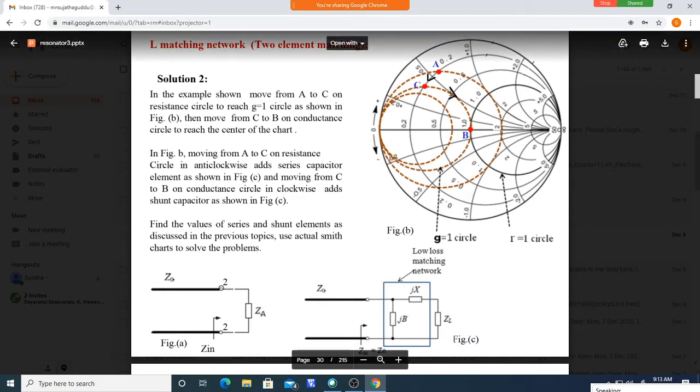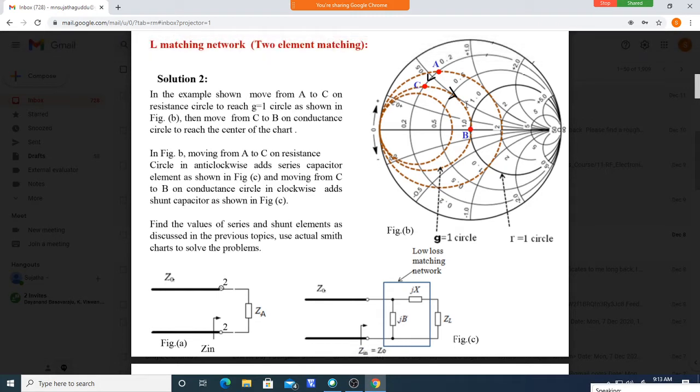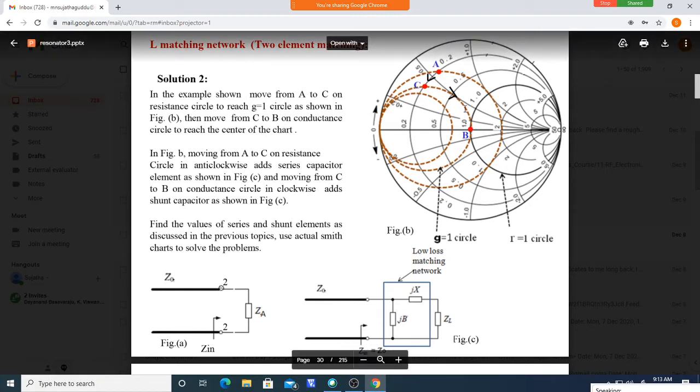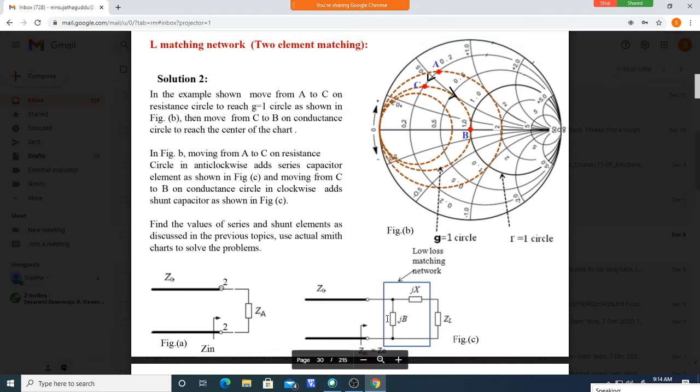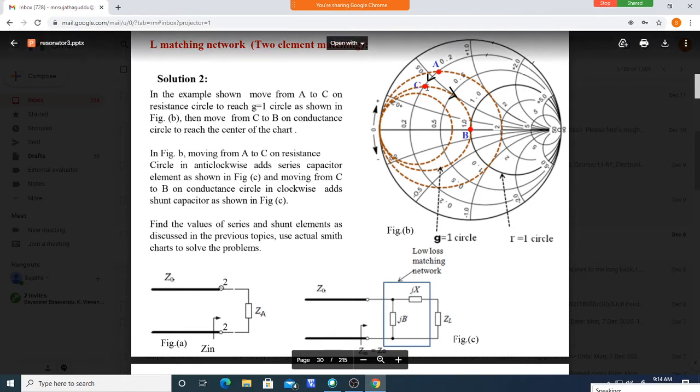Next, from here we moved on the G equal to 1 circle. This is a conductance circle, to reach this point. So it is moving on the conductance circle in the clockwise direction. It adds an inductor in shunt. Sorry, moving on the conductance circle in the clockwise direction adds a capacitor in shunt. I have given this already in the previous semester. I will give it again, but you should remember: moving on the conductance circle in the clockwise direction adds a capacitor in shunt.